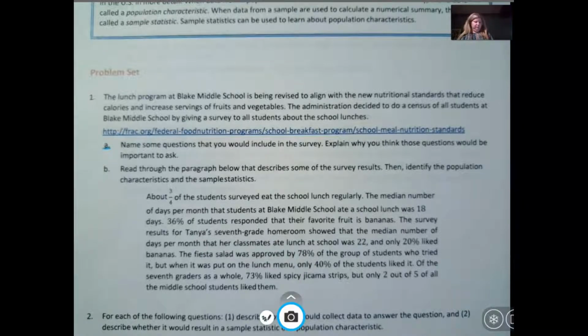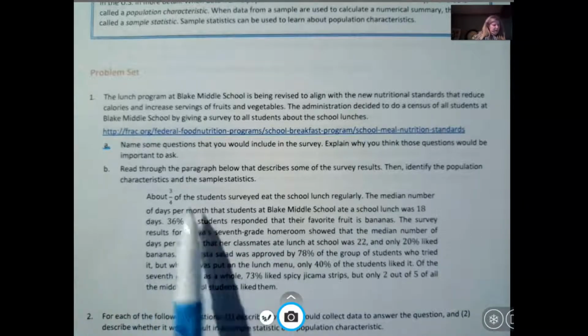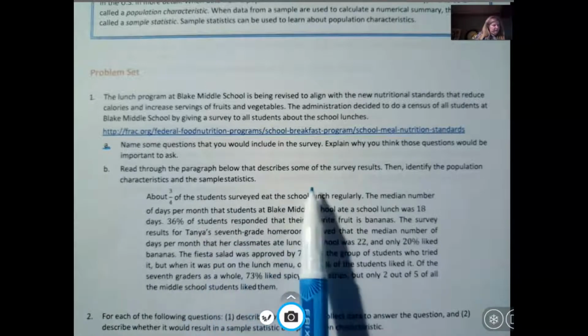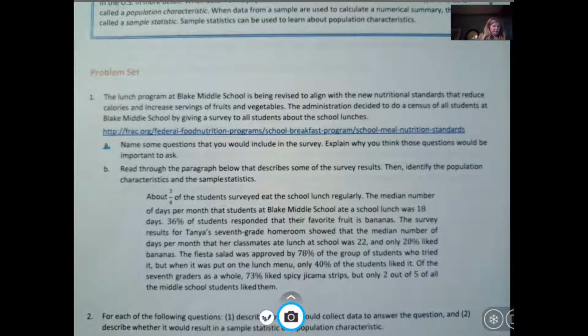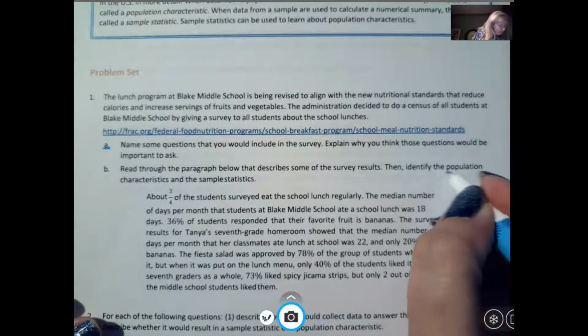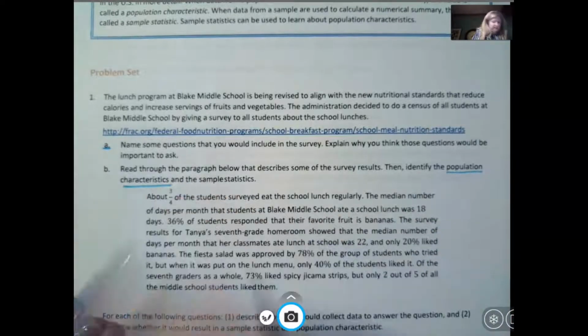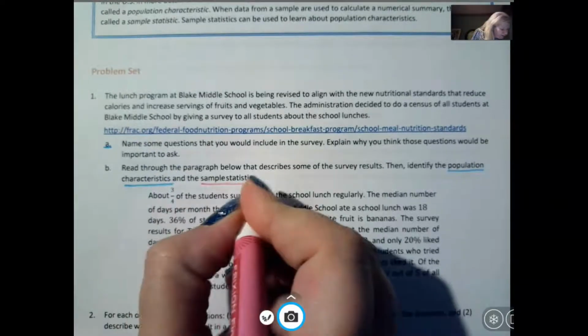Now we have a paragraph here, and it's going to have some of the survey results. We're going to identify population characteristics and sample statistics. Okay, so I'm going to do population characteristics in this blue color, and then I'll do sample statistics in a pink color as we read.